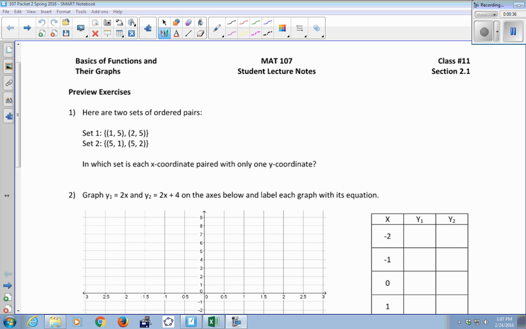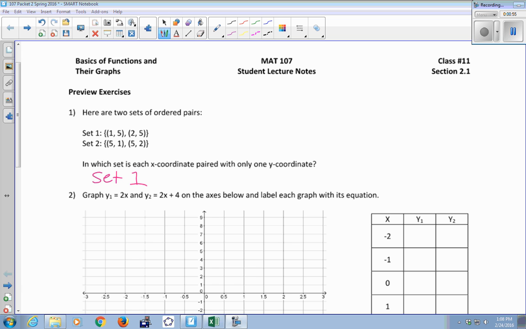Set 1. Because an x value of 1 has a y value of 5, and 1 never has any other y value, right? And then 2 goes to a y value of 5, but 2 never goes to any other y value.